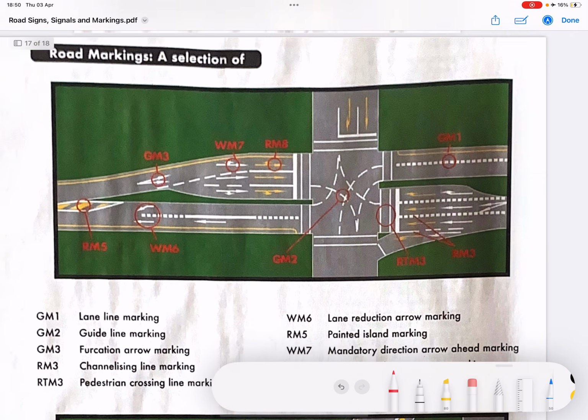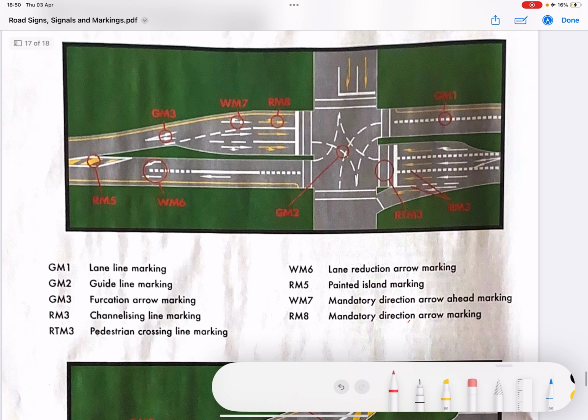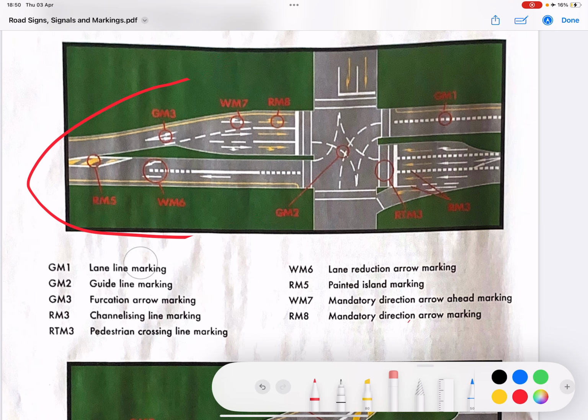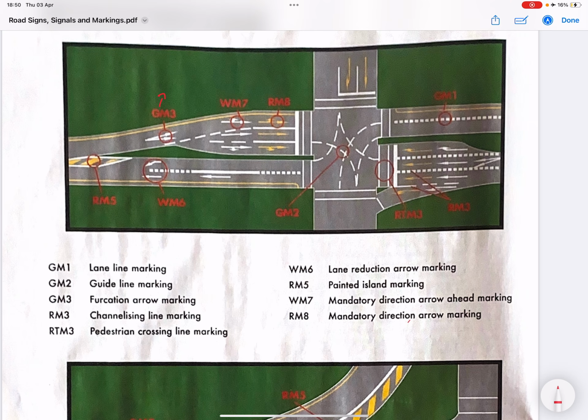This thing is very easy because they won't label it like this. They will give you this sketch with the labels. What you must know is, what is GM3? GM3 is the furcation arrows. What does the furcation arrow mean? It tells you that there's an increase in the number of lanes ahead.